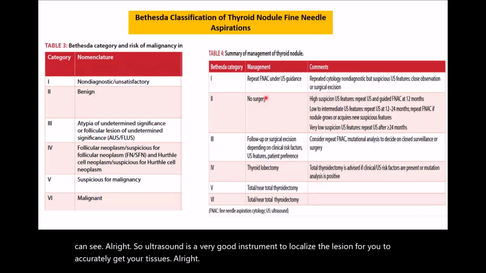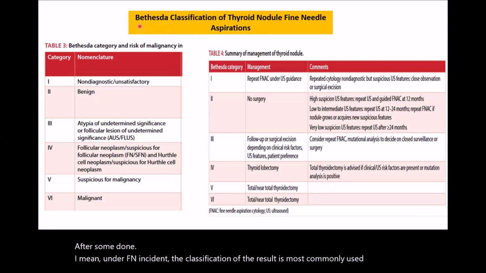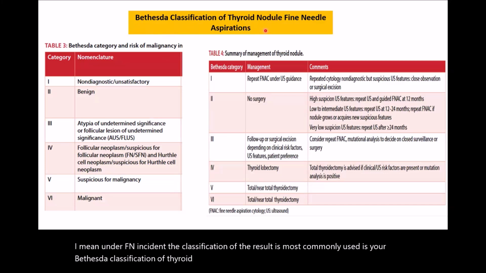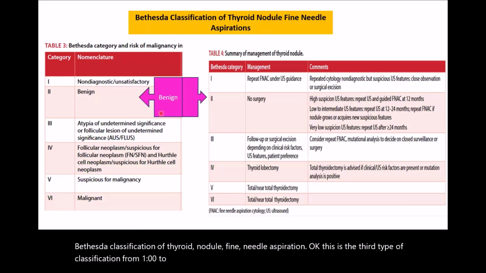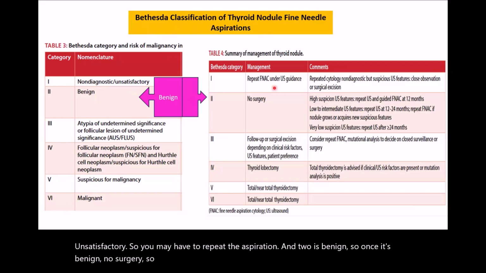Once you have FNAC done, the result most commonly used is the Bethesda classification of thyroid nodule fine needle aspiration. This is a type of classification from 1 to 6. Now 1 and 2: actually, 1 is unsatisfactory, so you may have to repeat the aspiration, and 2 is benign. Once it's benign, no surgery, so maybe you just treat them conservatively.